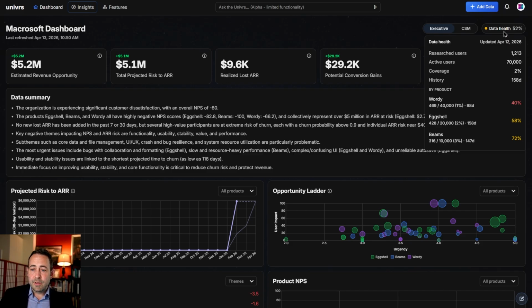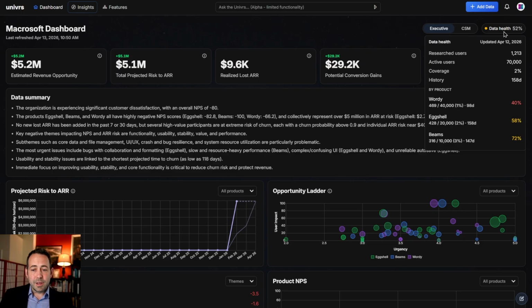Data health, this is a very high level, but you can see here we've researched 1,213 people. So we've gathered data from that sample. Our active users is 70,000. That's the cohort, or that's the population, sorry. And then, your history duration. We put a lot of other metrics into the calculation of your overall data health score. But even with 1,200 people here, you can see we're still only at 52% data health.